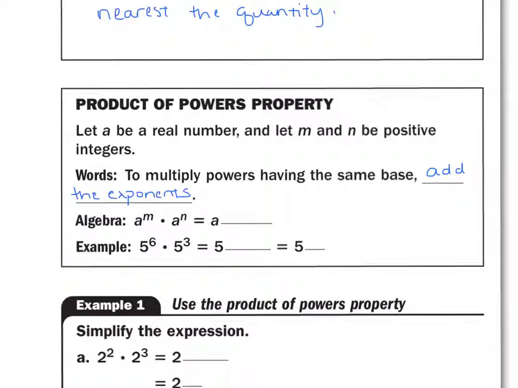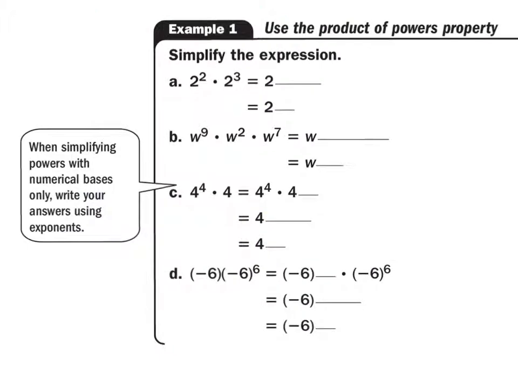Looking at it in algebra terms, a to the m times a to the n is a to the m plus n. And to show it with numbers, 5 to the 6th times 5 to the 3rd is 5 to the 6 plus 3, or 5 to the 9th. The bases must be the same. In our first example, we will simplify several types of problems.